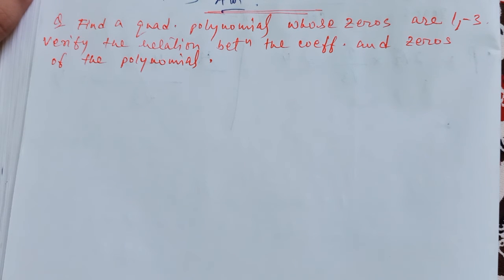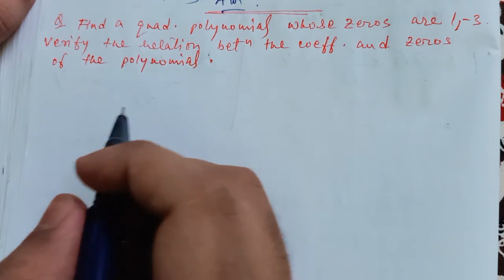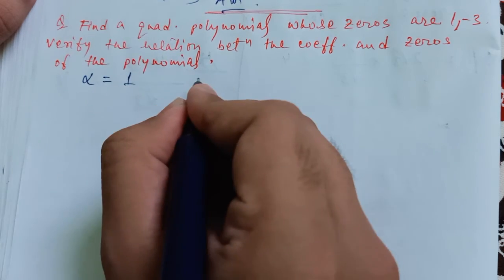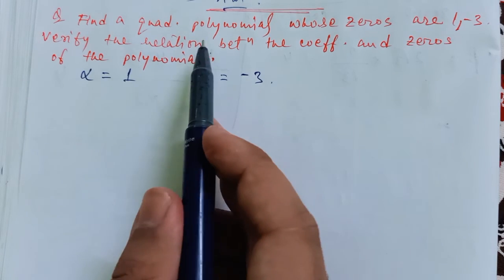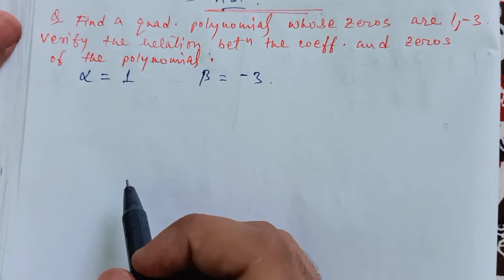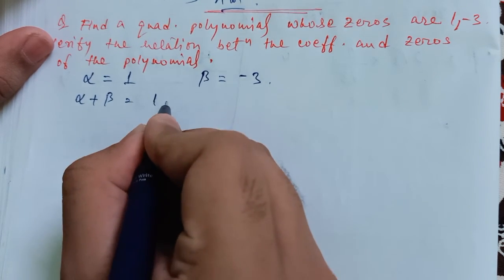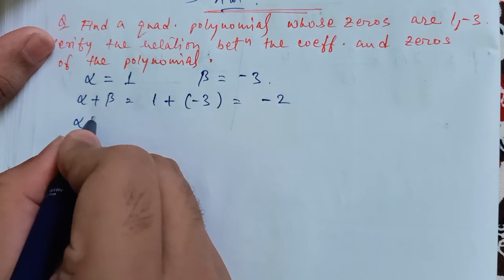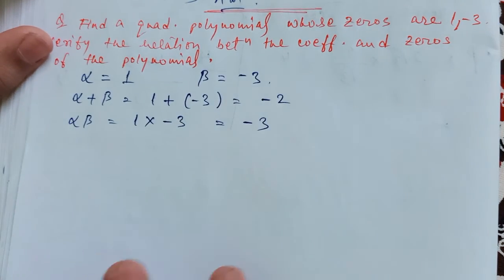Let us look at probably the last numerical, that is find a quadratic polynomial whose zeros are 1 and minus 3. The zeros are given, so alpha is 1 and beta is minus 3. We have to find the quadratic polynomial. Let us find the sum of zeros first, alpha plus beta, that is 1 plus minus 3, that is minus 2, and alpha beta is 1 into minus 3, that is minus 3.